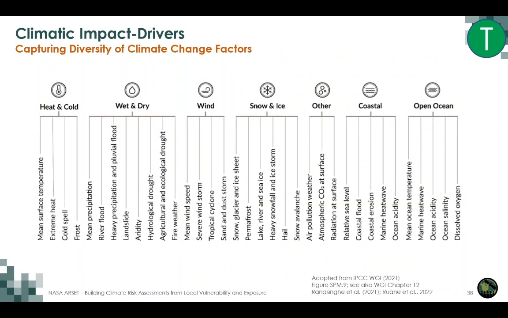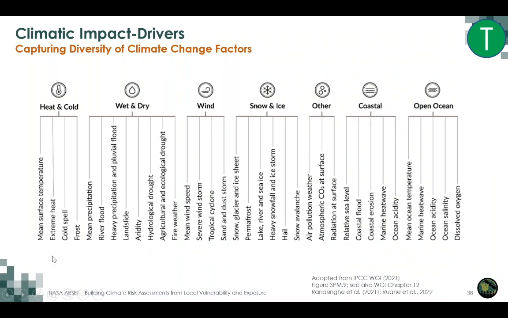Within our IPCC chapter, we defined a set of categories of these climatic impact drivers that forms a fairly comprehensive set of climate change factors that you may want to look at in examining risks to your systems. The top line here represents major types of climatic impact drivers, including heat and cold climatic impact drivers. Sometimes we call these CIDs. The heat and cold CIDs are responsive to temperature, and include things like the average mean surface temperature, as well as more episodic extreme events like extreme heat. We have wet and dry CIDs, we have wind and storms, snow and ice and cryosphere, other categories like air chemistry and radiation, coastal CIDs and open ocean CIDs.